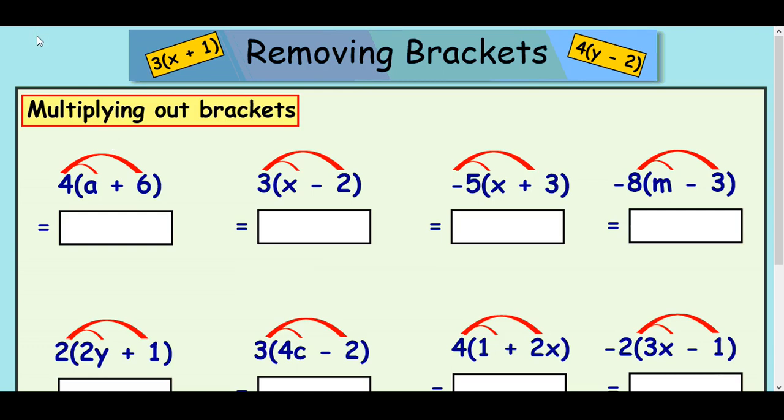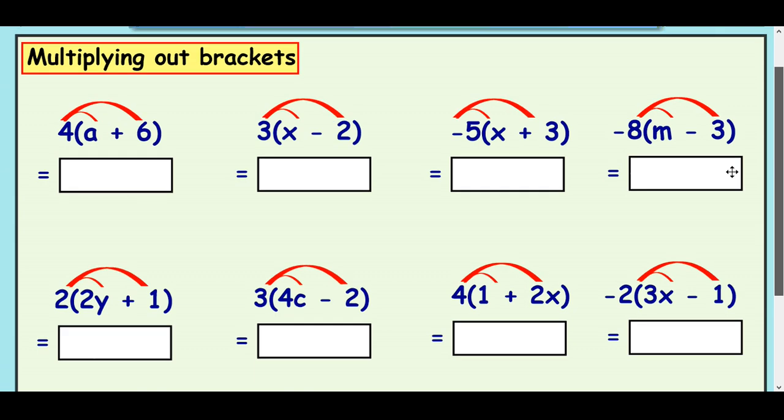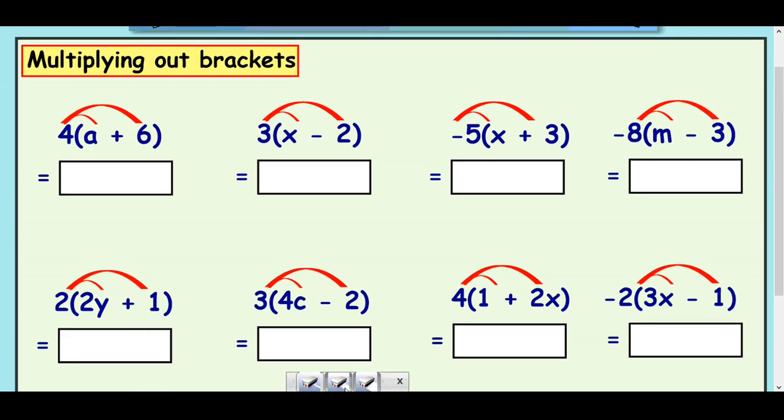In this lesson, we're going to look at multiplying out brackets and then solving equations with brackets. So I'm just going to do a wee revision lesson on multiplying out brackets first before we get into the equation work. So when you're multiplying a bracket by a number in front, you have to multiply both terms by the number in front. So we've got 4 times a here, which would be 4a, plus 4 sixes, which are 24, and that's you multiplied the bracket out.